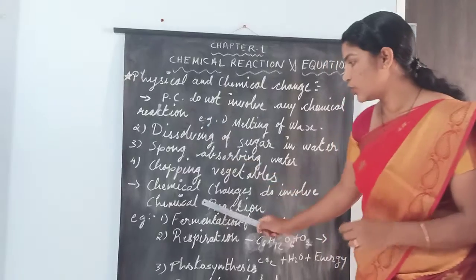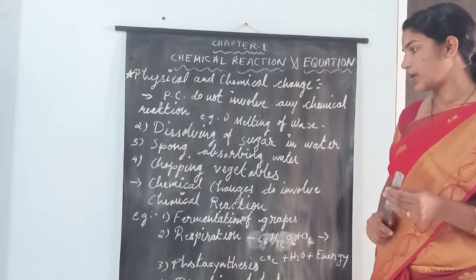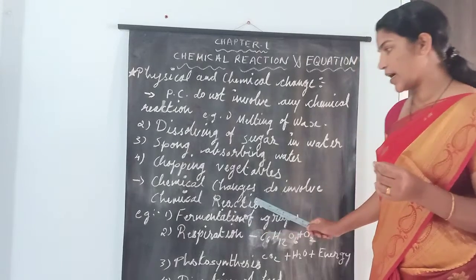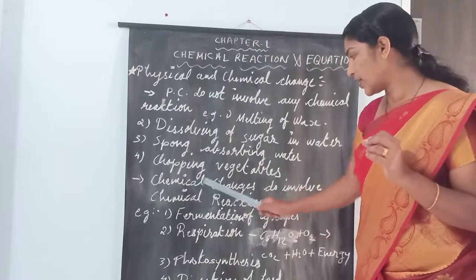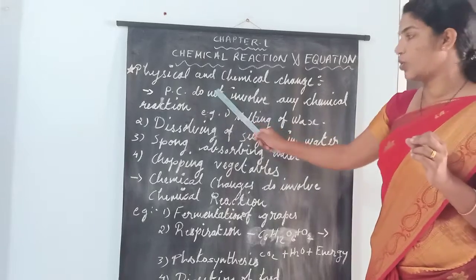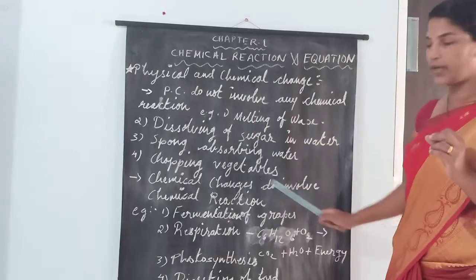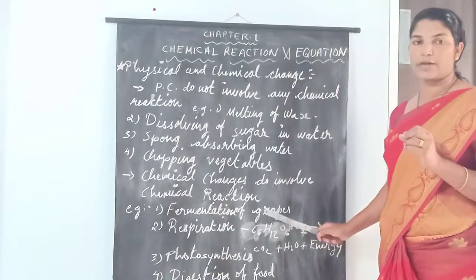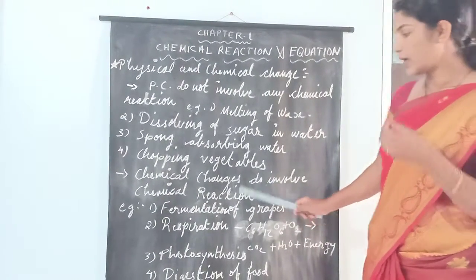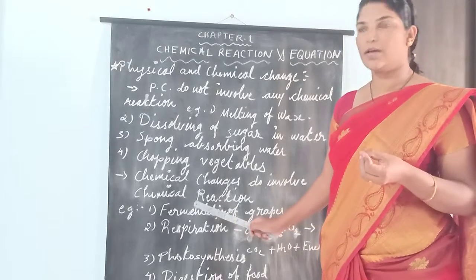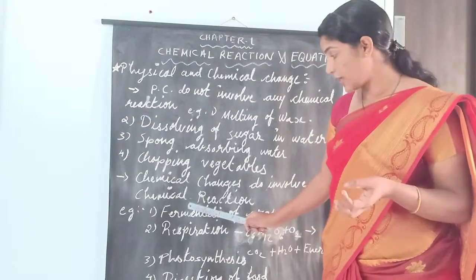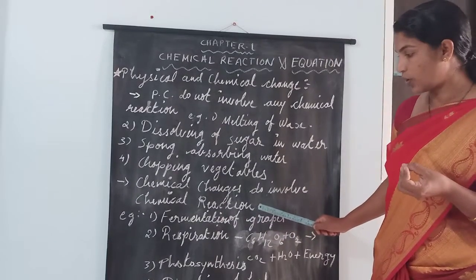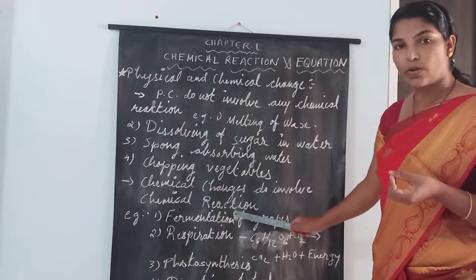Now we move to chemical reactions. What is a chemical reaction? Chemical changes do involve chemical reactions. Here I said "do not", but it is "do" involve chemical reactions. For example, fermentation of grapes. Fermentation means making wine from grapes. In making wine, chemical changes take place.